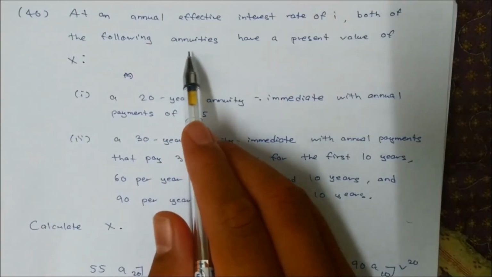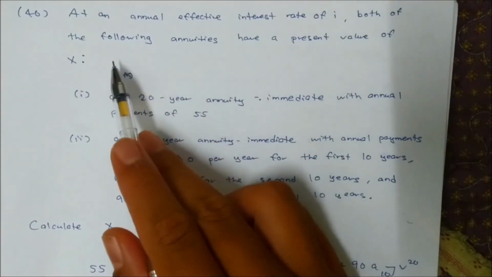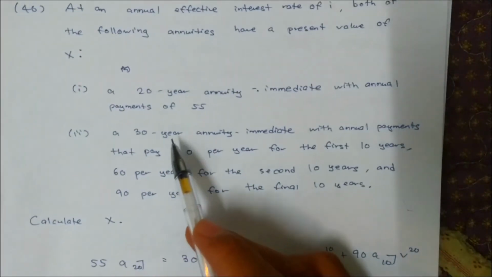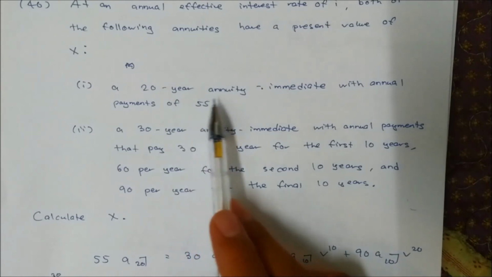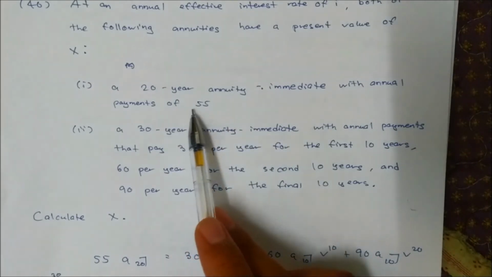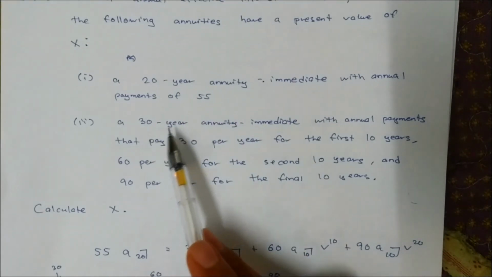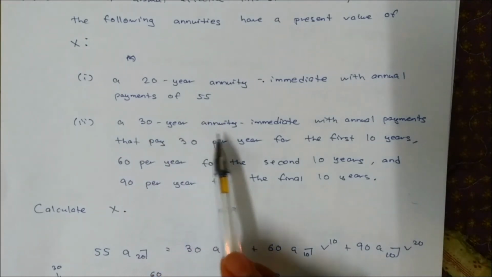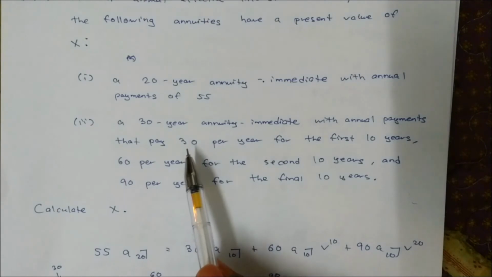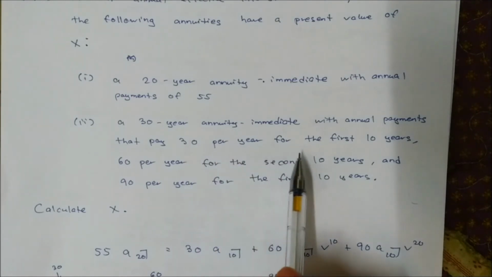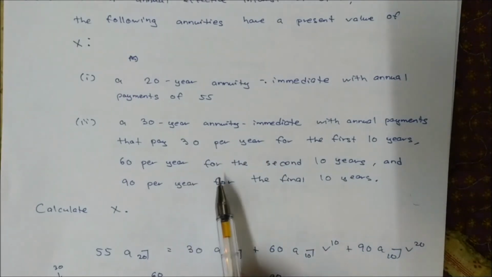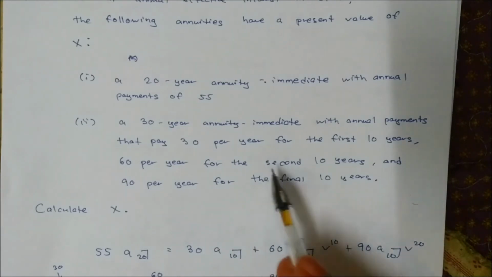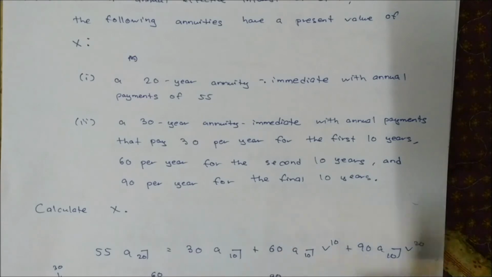At an annual effective interest rate of i, both of the following annuities have a present value of X. 1. A 20-year annuity immediate with annual payments of $55. And 2. A 30-year annuity immediate with annual payments that pay 30 per year for the first 10 years, 60 per year for the second 10 years, and 90 per year for the final 10 years. Calculate X, which is the present value.